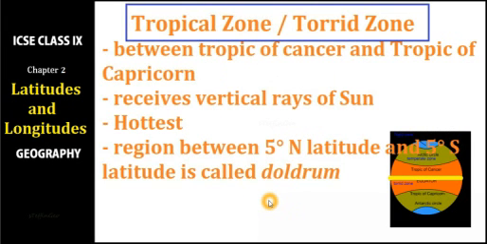Now the features are very simple. The tropical zone or torrid zone is located between the Tropic of Cancer and Tropic of Capricorn. It receives vertical rays of the sun, therefore this is the hottest zone and temperature is high throughout the year. And in the interior part, the area very close to the equator, that is from 5 degrees north to 5 degrees south latitude, is called the doldrums. We will study about this in detail in one of the coming lessons.